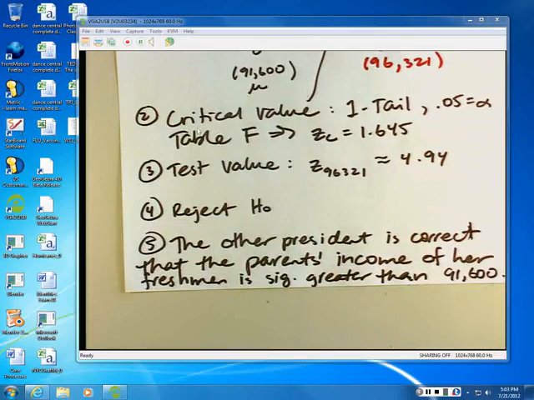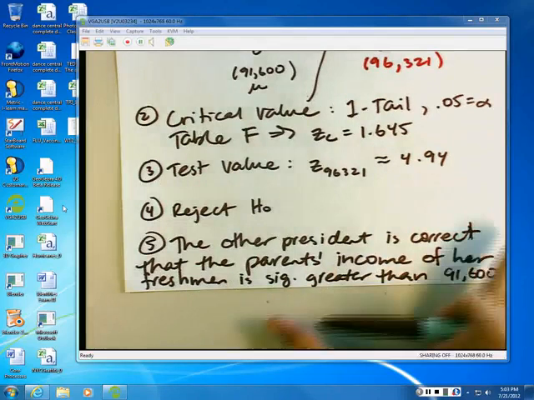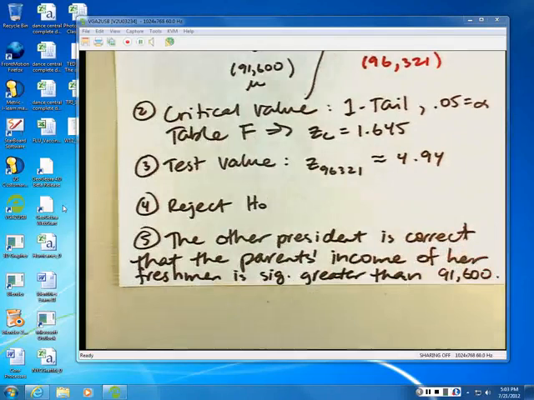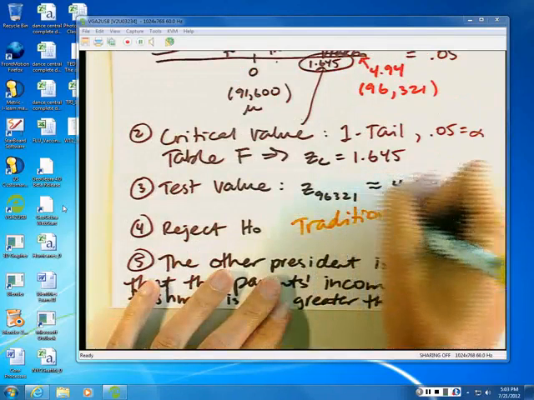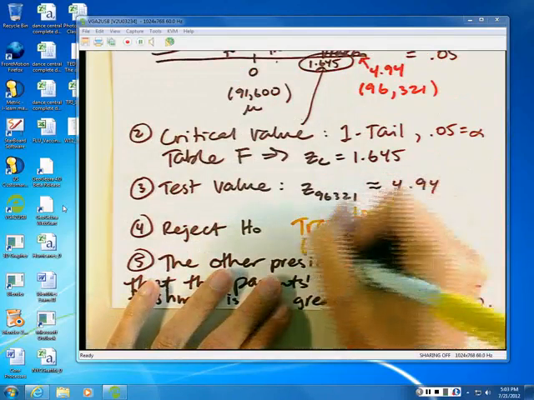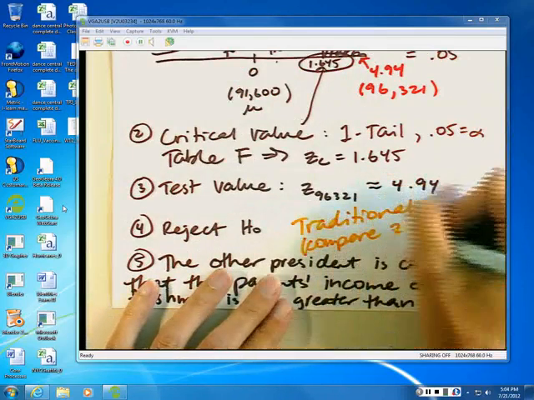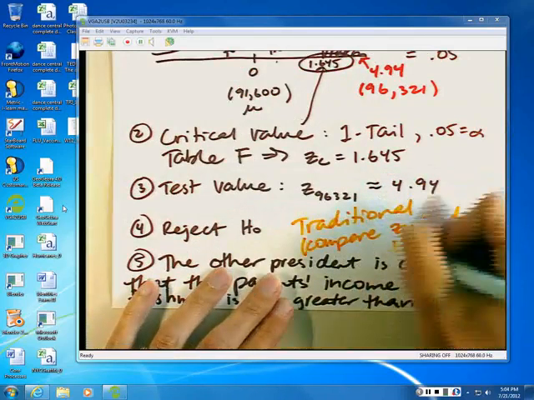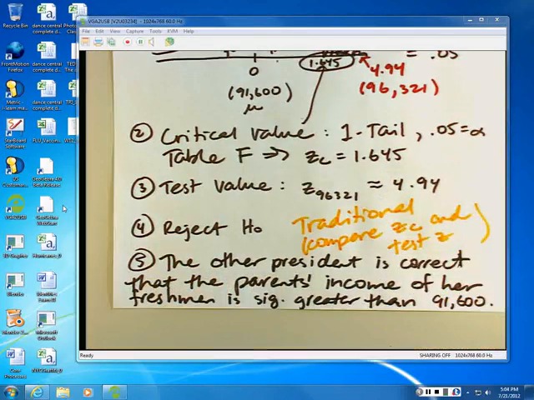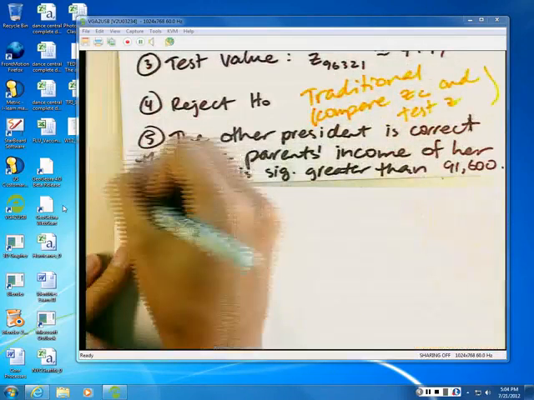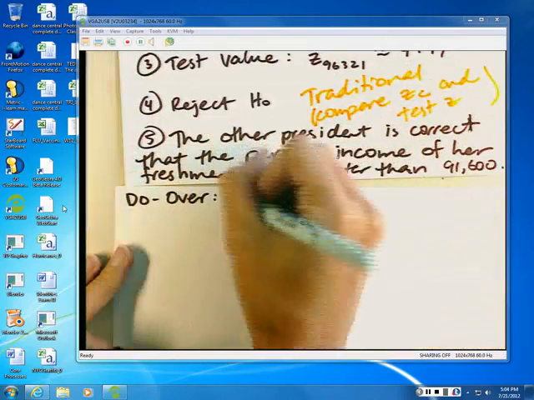Now on this one, I'm going to redo it using the P method. So what we just did is called the traditional method. And that's because we compared z-scores, the critical and the test z-score. We can also do this using a p-value method. So if I do the p-value method, I'm going to redo this one. Do over, p-value.